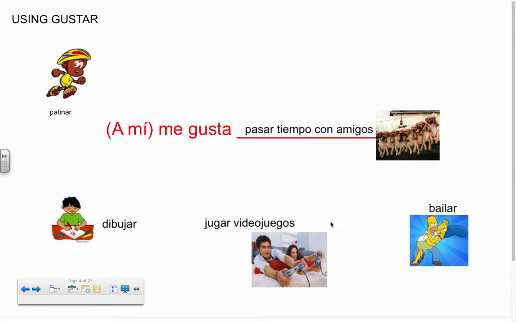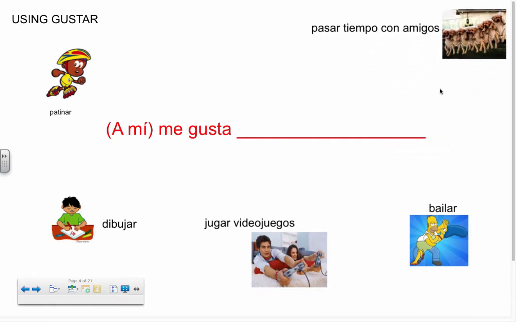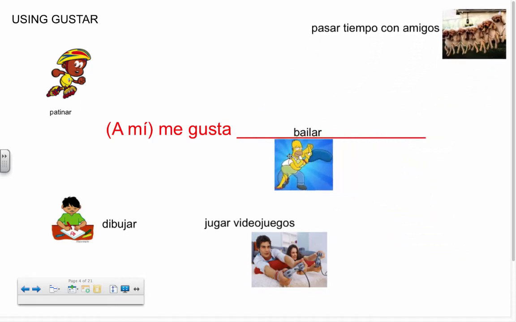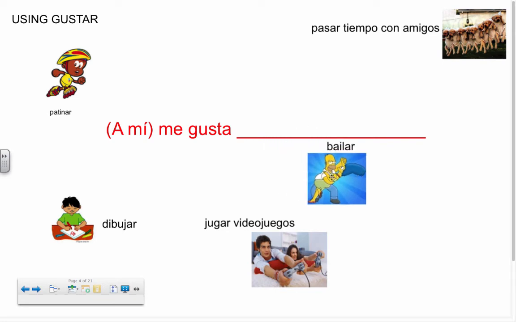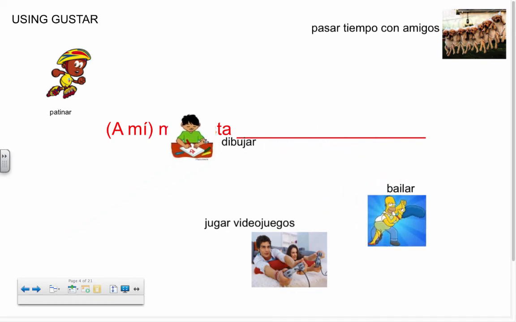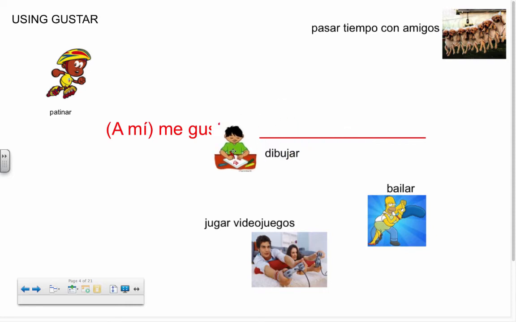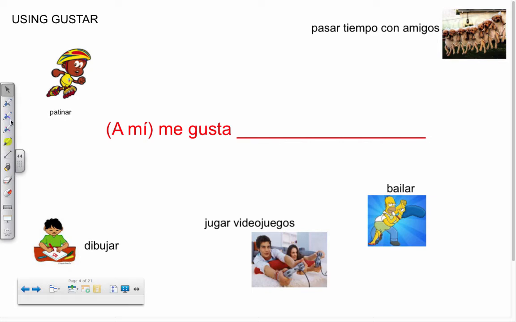So I could say, a mí me gusta pasar tiempo con amigos. I like to spend time with my friends. Or I could say, a mí me gusta bailar. I like to dance. A mí me gusta dibujar. I like to draw. And like I said before, I can get rid of this a mí, and it means the same thing.